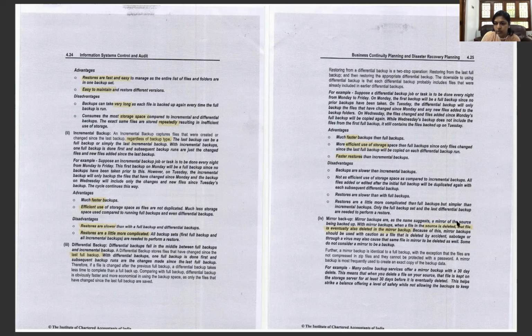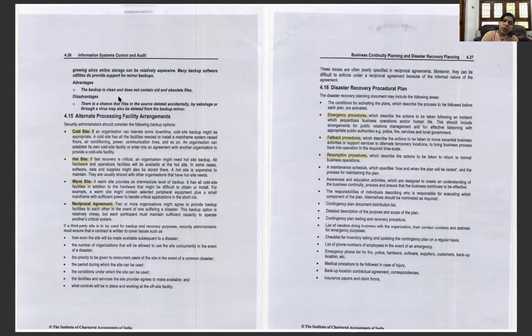So it's a mirror of the source being backed up. If the source is deleted, the file is eventually going to be deleted in the mirror backup also. So we'll have to be very careful. What are the advantages? It's very clean, doesn't contain old and obsolete files. What are the disadvantages? There's a chance that a file is accidentally deleted, so then the backup will also be deleted.